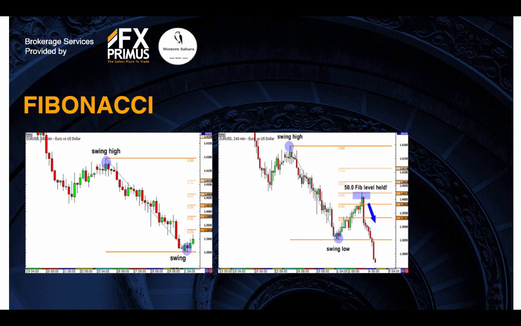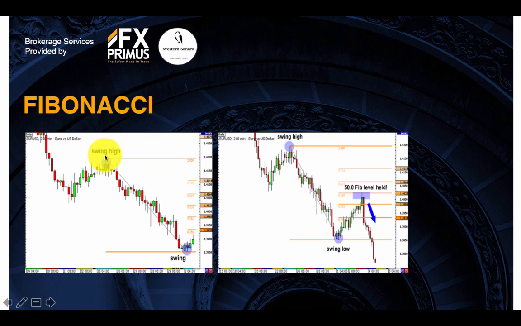After years and years of trading and research, I found out that the most important level in the Fibonacci sequence is actually the 50 Fibonacci level. As you can see here, this 50 Fibonacci level is very important. Now, how do I use the 50 Fibonacci level? Simply done by so.